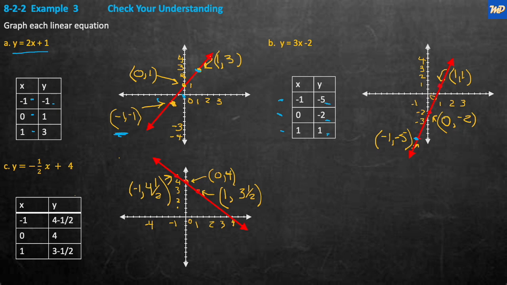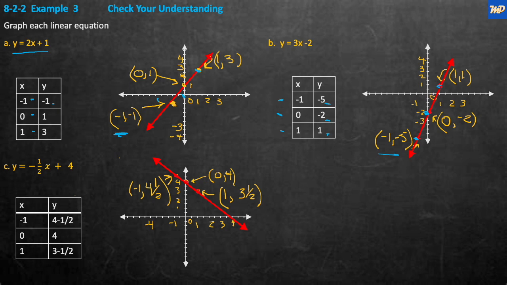Here it is. The next one is 0, -2. X is 0, y is -2, and it's right here, approximately on the graph. And x is 1, y is 1, right here. Draw a line through them. These are the solutions of this equation. By graphing, you can pick out the solutions.